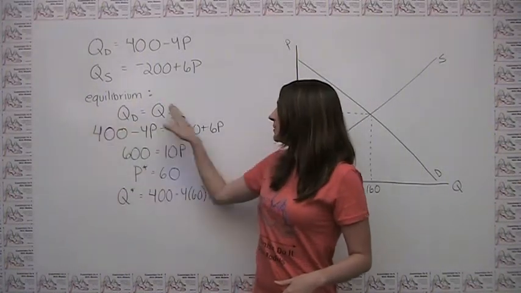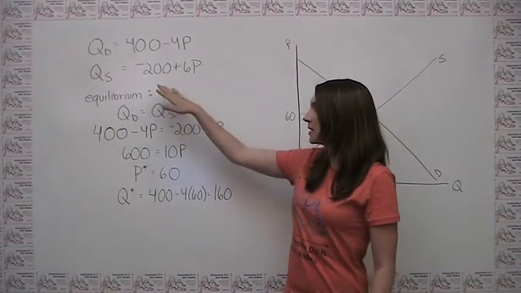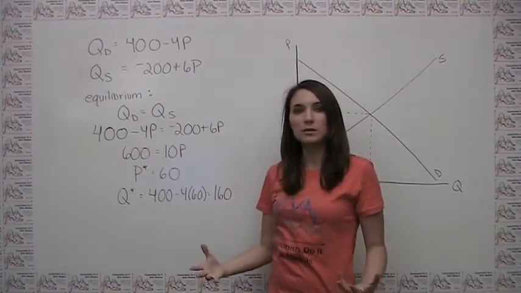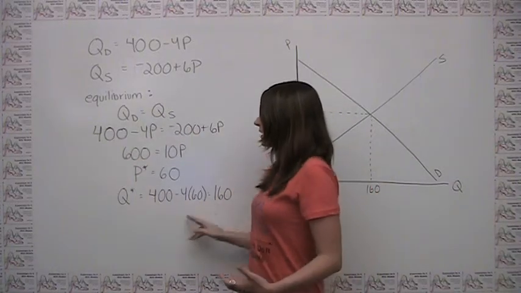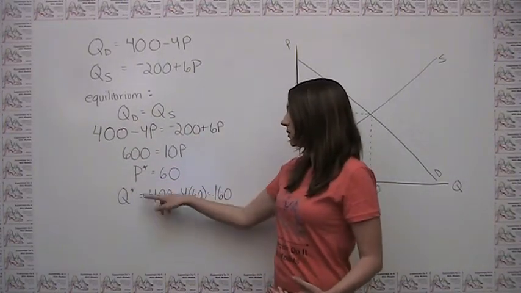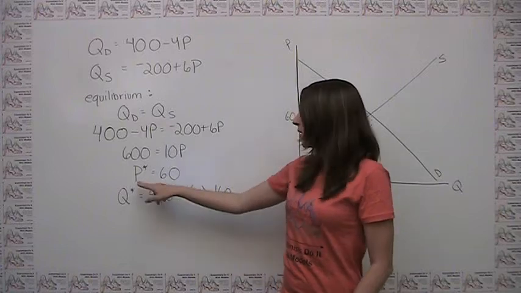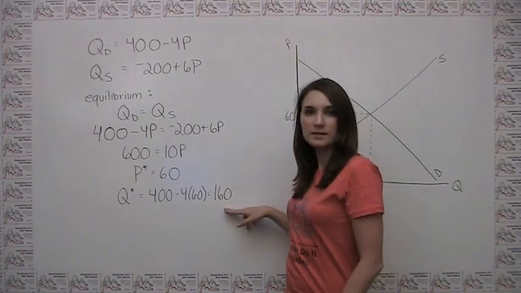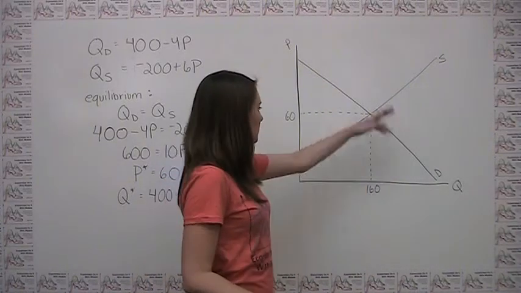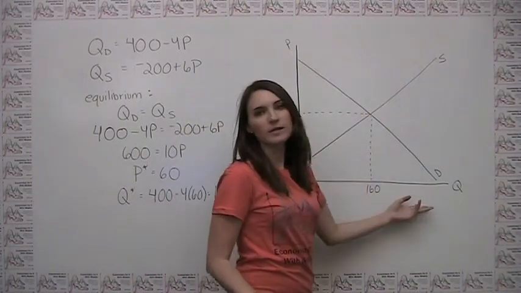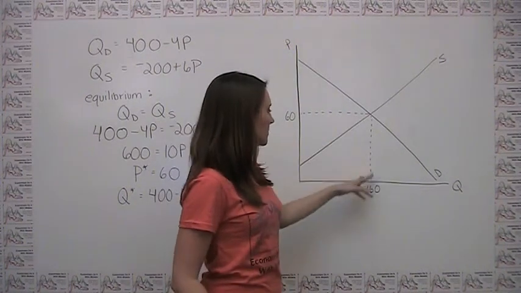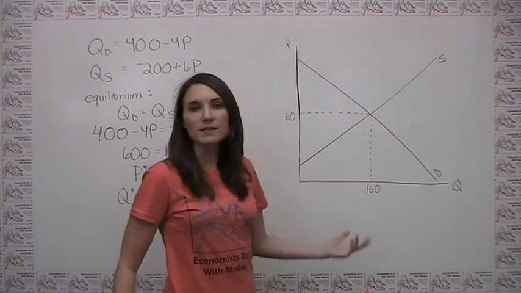which he already did, presumably by setting quantity demanded and quantity supplied equal to one another, because that's the condition for equilibrium, and then solving algebraically for the equilibrium price and quantity to get a price of 60 and a quantity of 160. Graphically, that just looked like if you had a very basic supply and demand diagram here, your equilibrium price would be at 60 and your equilibrium quantity would be at 160.